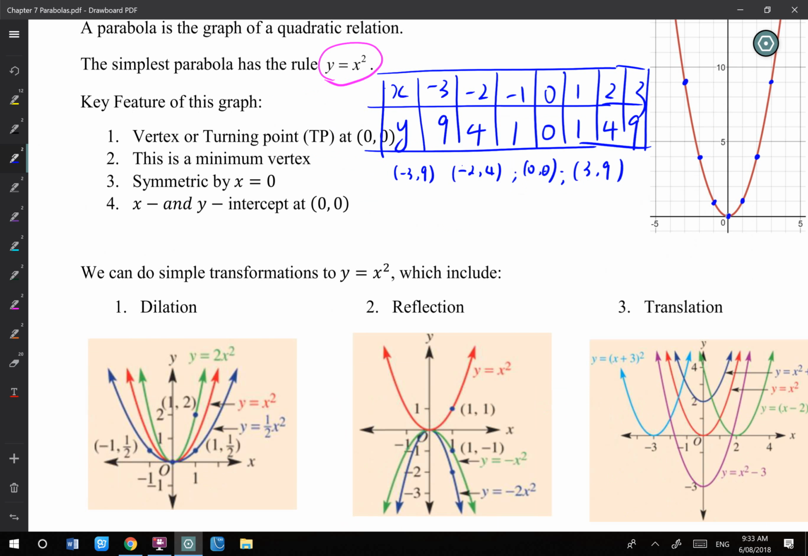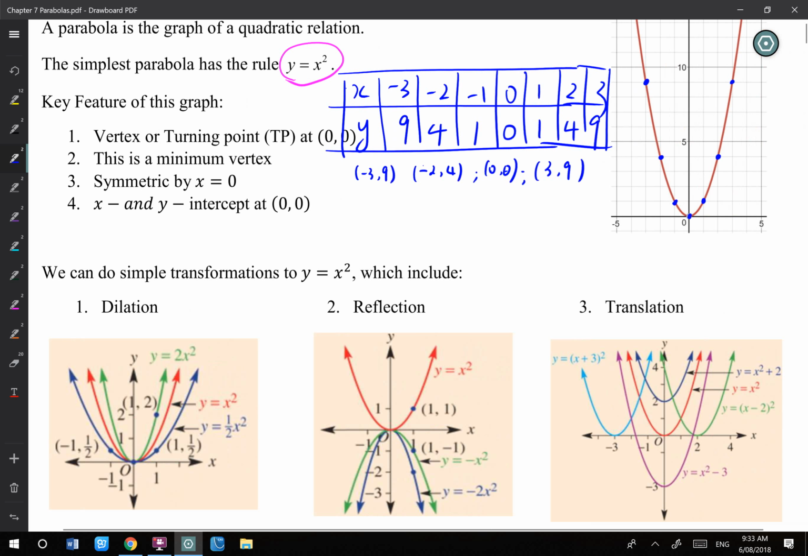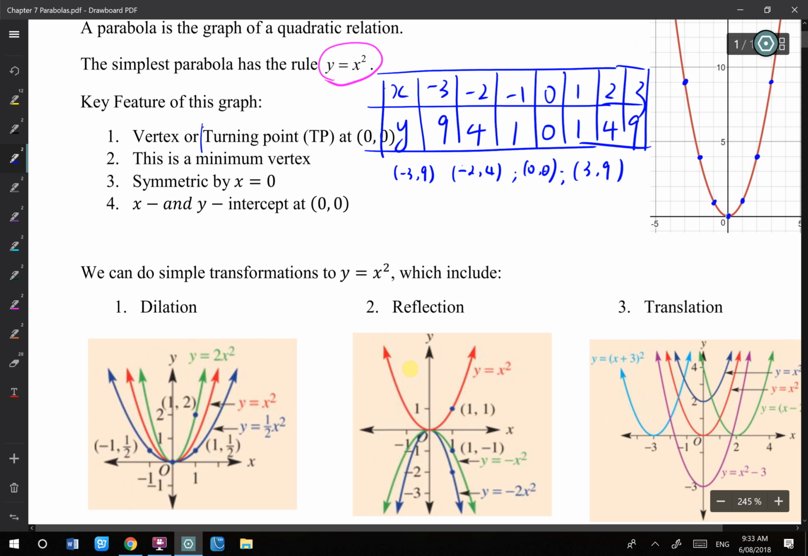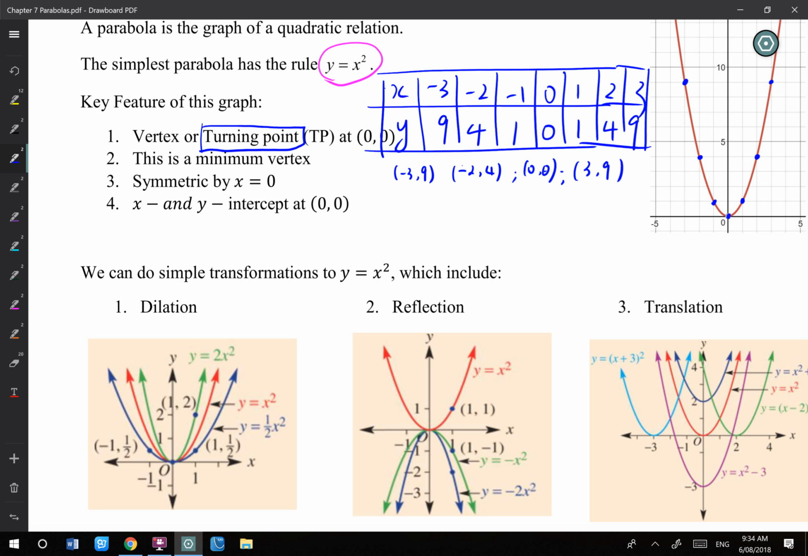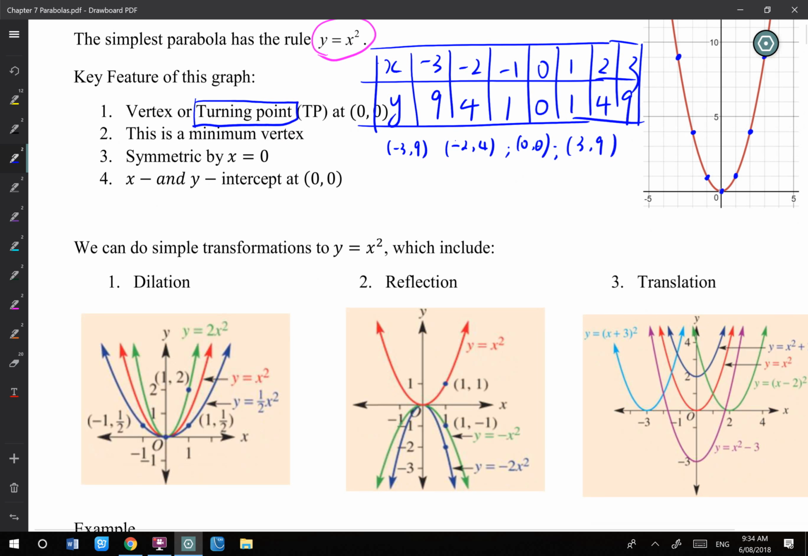So when we observe this graph, what we can see is we have a turning point. Turning point is the key feature for a quadratic relation. You know when you sketch a linear graph, I need to label the x-intercept and the y-intercept. So for quadratic, we still need to label the x-intercept and the y-intercept, but we also need to label the turning point. What do I mean by label? You put the coordinates near the turning point. So that point is (0, 0).